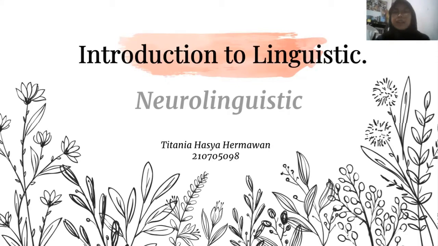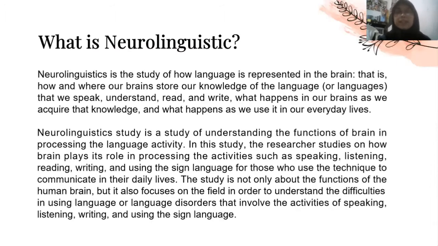Today I want to talk about neurolinguistics. What is neurolinguistics? Neurolinguistics is the study of how language is represented in the brain. That is how and where our brains store our knowledge of the language or languages that we speak, understand, read, and write. What happens in our brains as we acquire that knowledge and what happens as we use it in our everyday lives. Neurolinguistics is the study of understanding the functions of the brain in processing language activity.